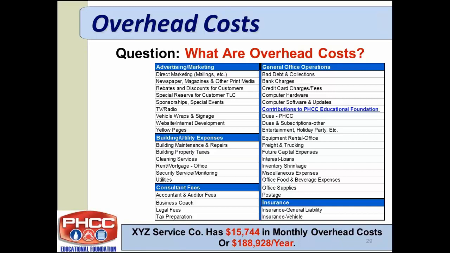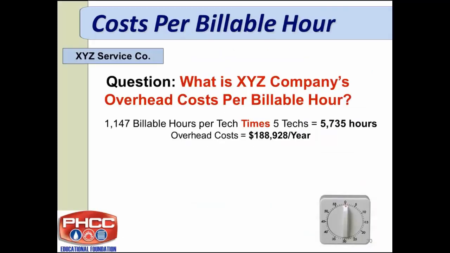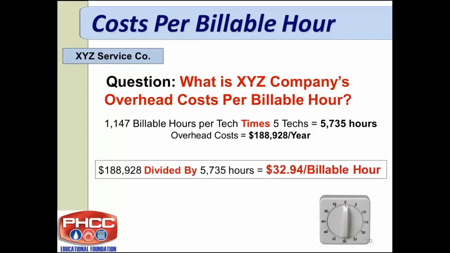So when we add up all those overhead costs, we determined that XYZ Service Company has a little under 16 grand in monthly overhead costs, or close to 189,000 a year in overhead costs. But again, we need to figure that out on a billable hour basis so that we can charge the customer for that. We'll go back and remember that we've got 5,735 billable hours. We divide our overhead costs by that number, and we come up with $32.94 per billable hour that needs to be charged to the customer in order to recover our overhead costs.